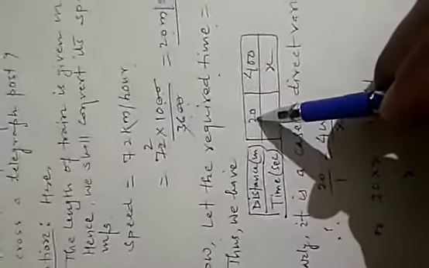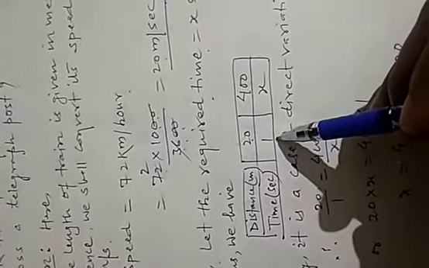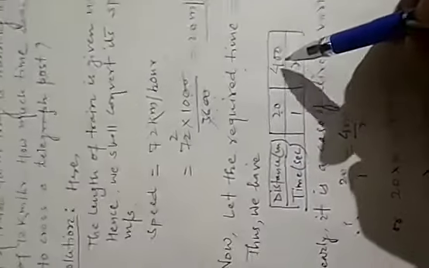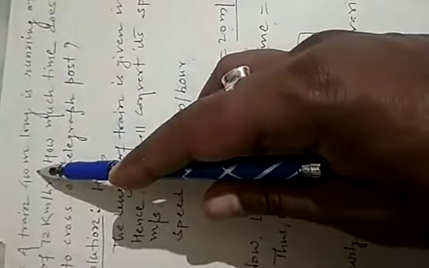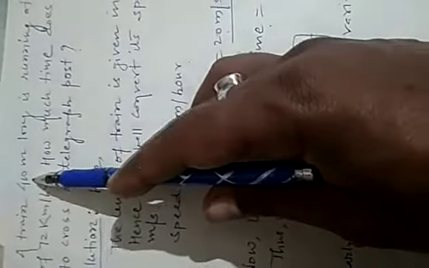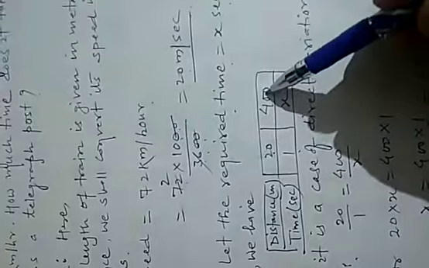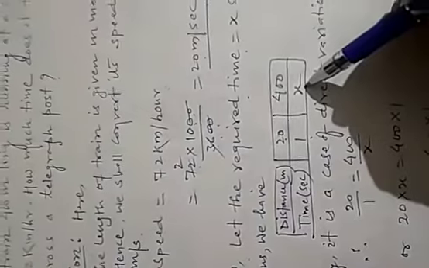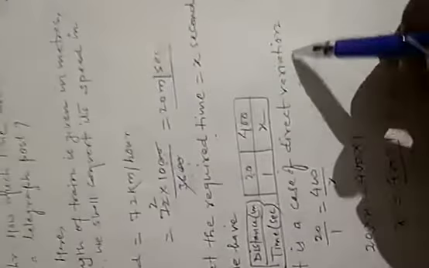Now let the required time be x seconds. Then we have distance 20, time taken 1 second, and the total length is equal to 400 meters, time taken x seconds. Clearly, it is a case of direct variation.